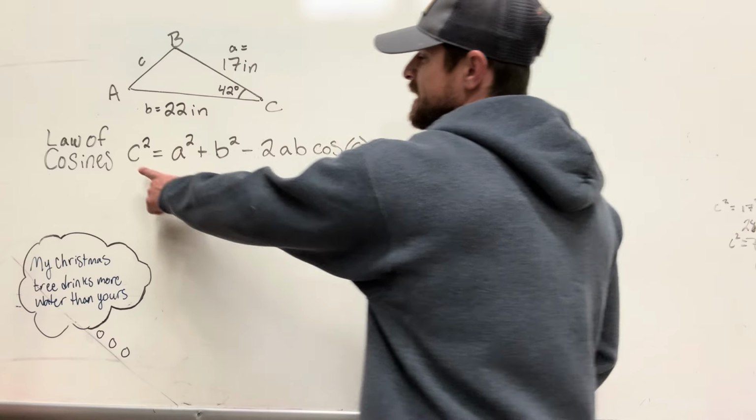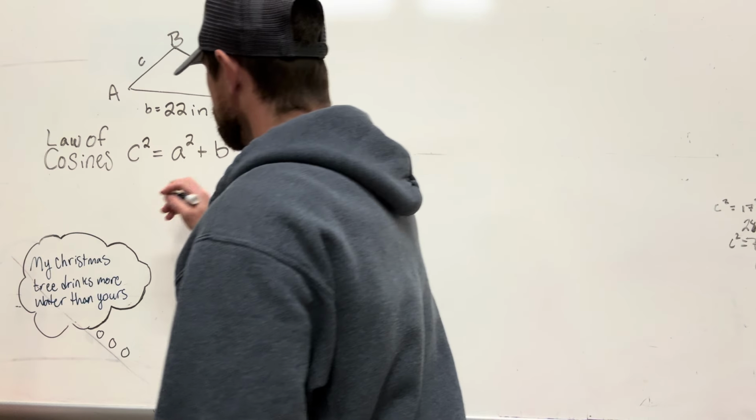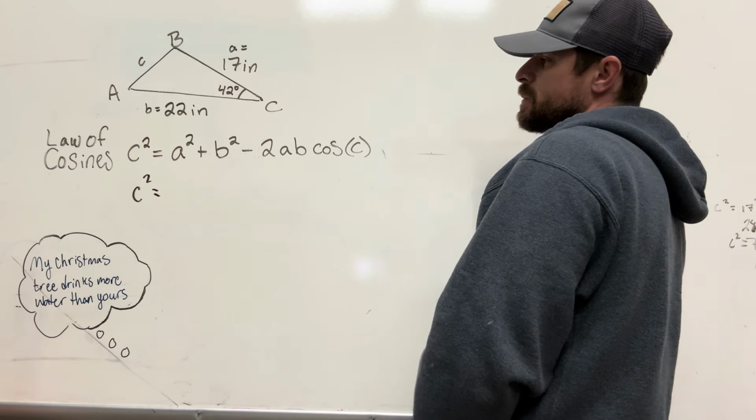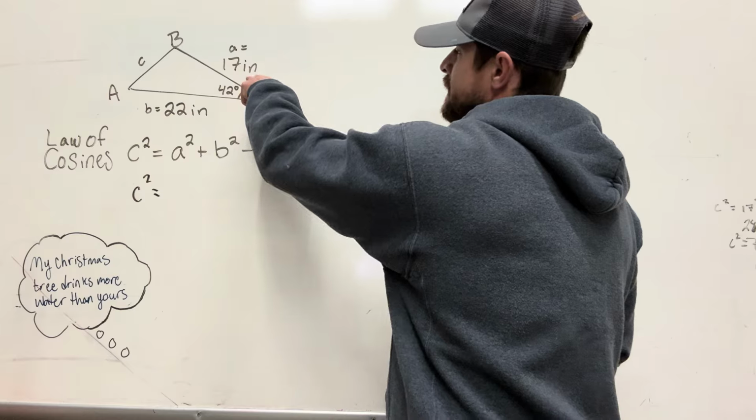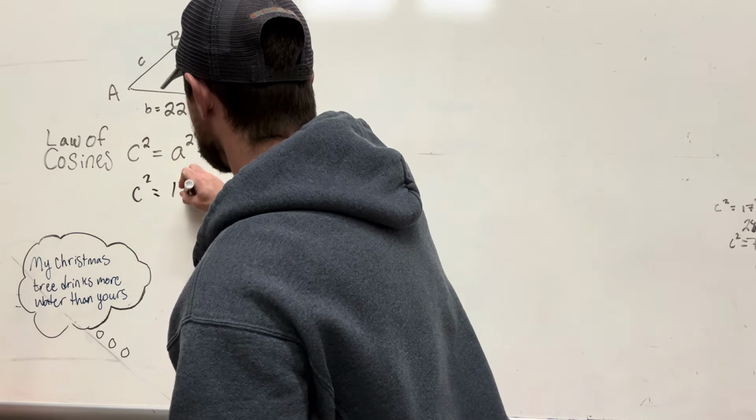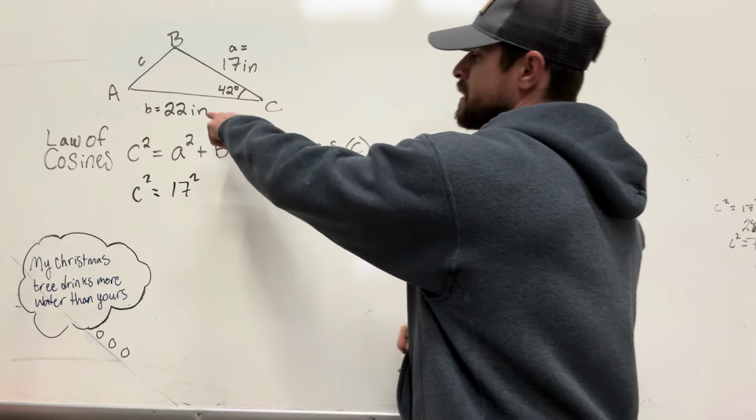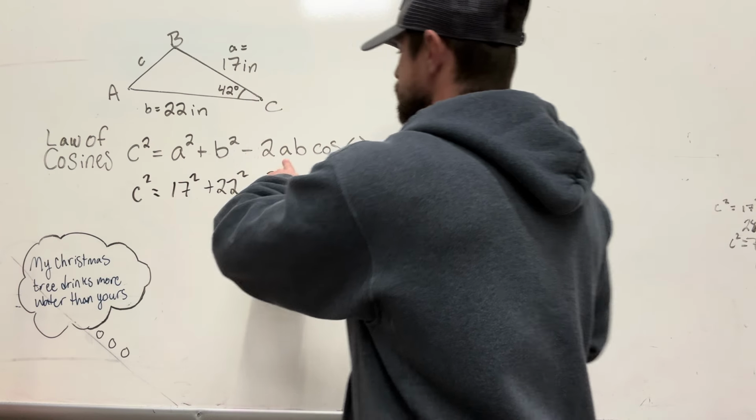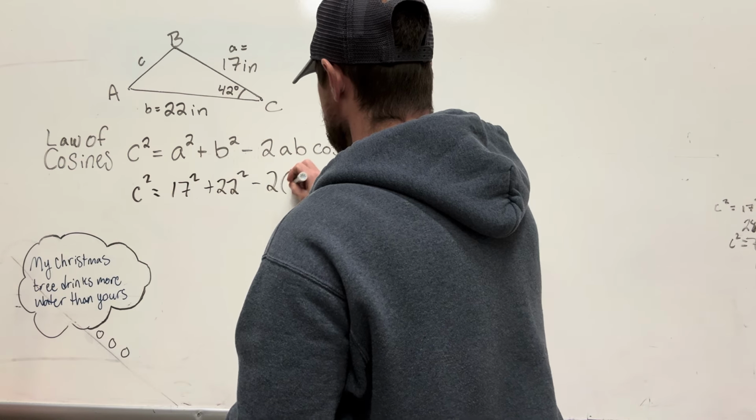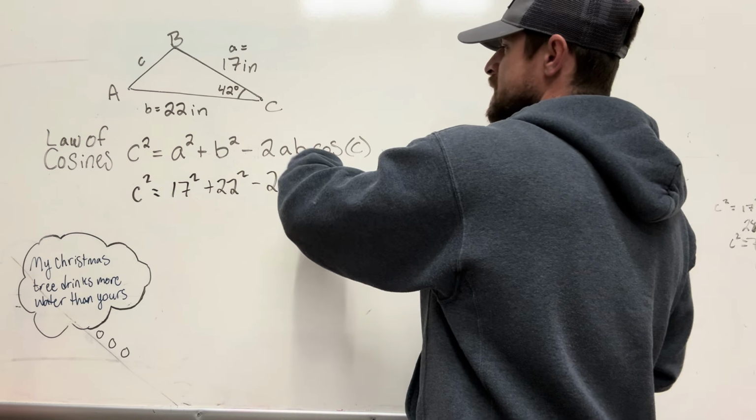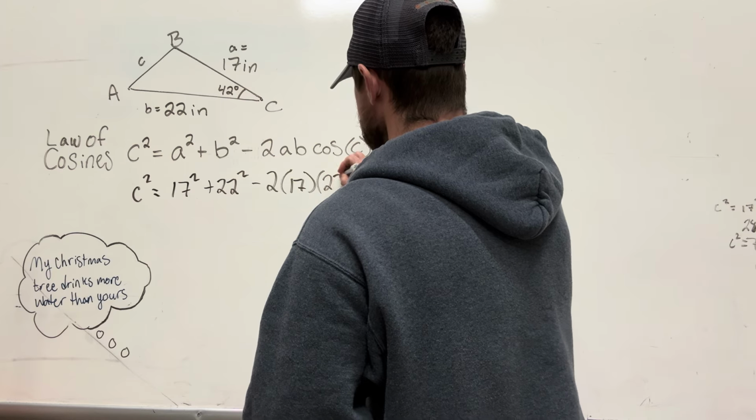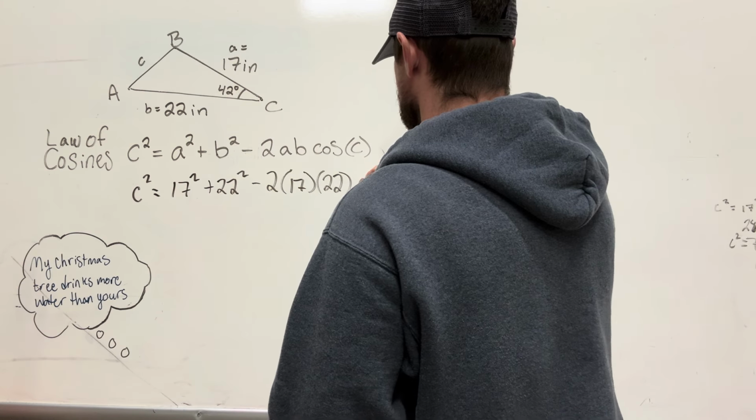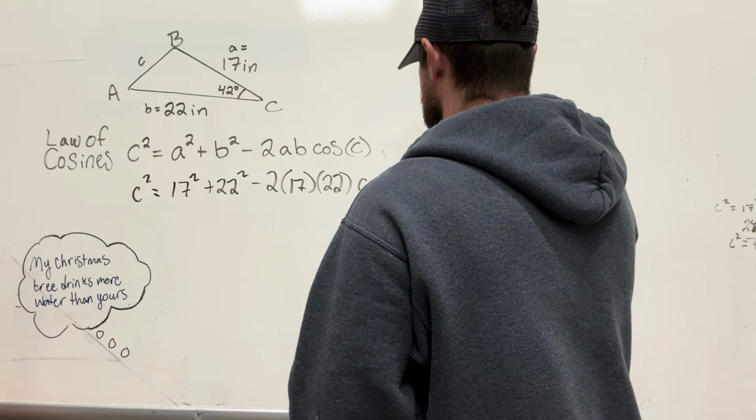It looks like what we're missing is C, so that's our unknown variable. So we're going to write C squared. It's going to be equal to, we're just going to start replacing each of these variables here in the law. So A is 17, we're going to put a 17, we're going to have to square that. B squared, that's going to be 22 squared, minus 2 times A, which is 17, times B, 22, cosine C, that's going to be 42 degrees, so cosine 42.